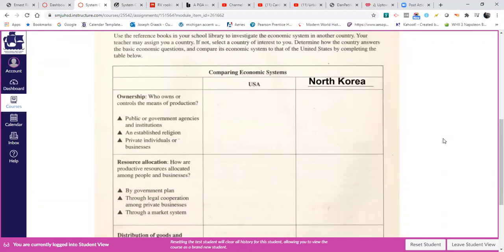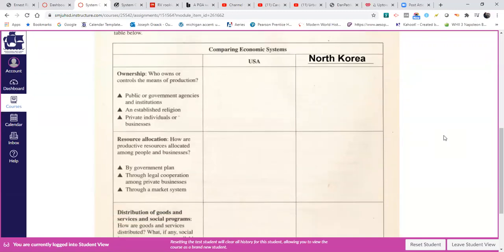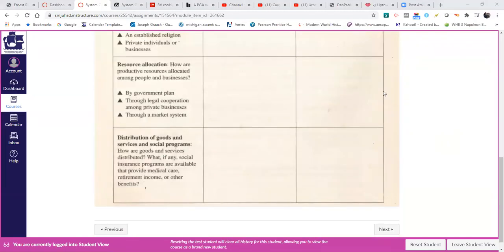Group 2, you're going to do questions 2, 4, and 6. In North Korea, who owns or controls the means of production? In North Korea, how are productive resources allocated among people and businesses? And in North Korea, how are goods and services going to be distributed?